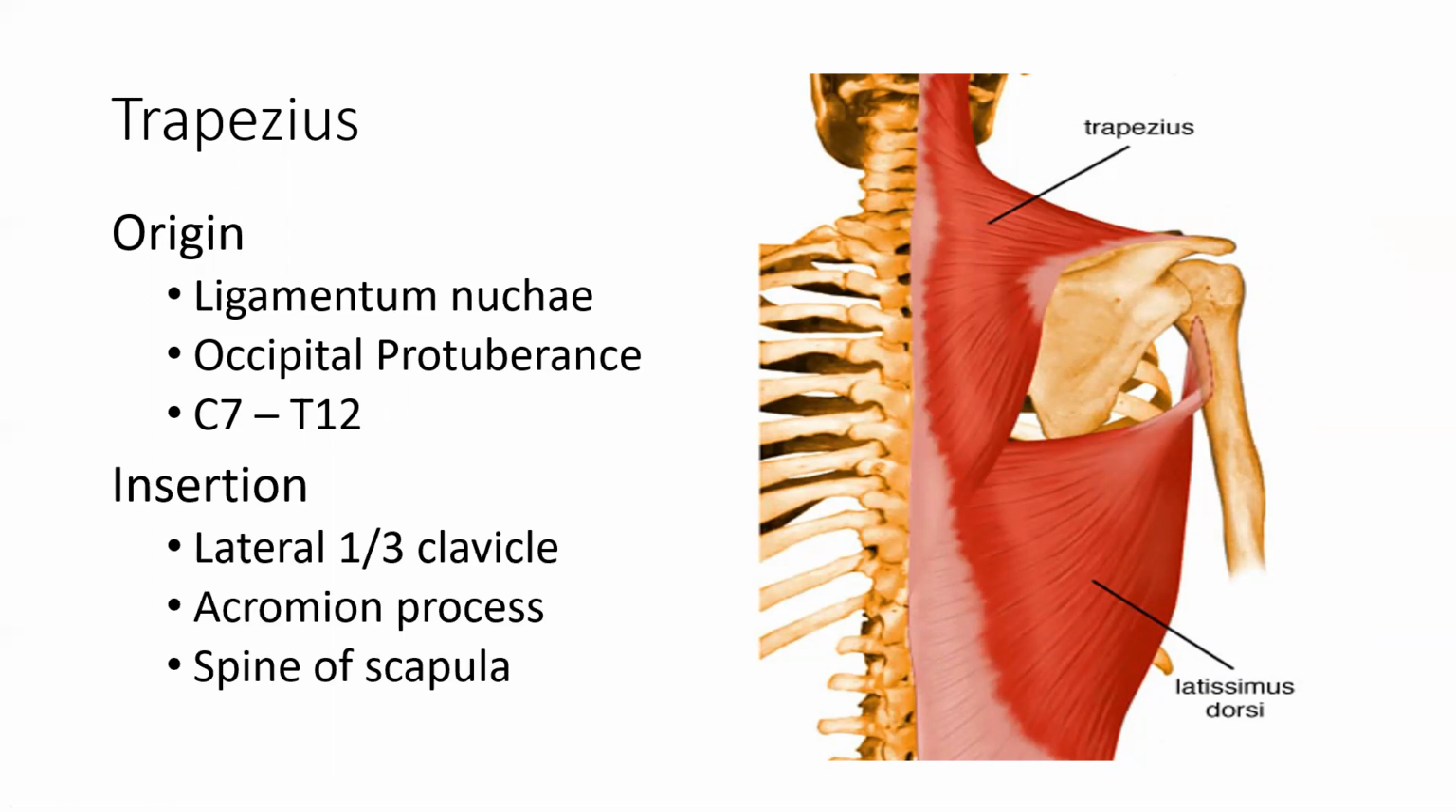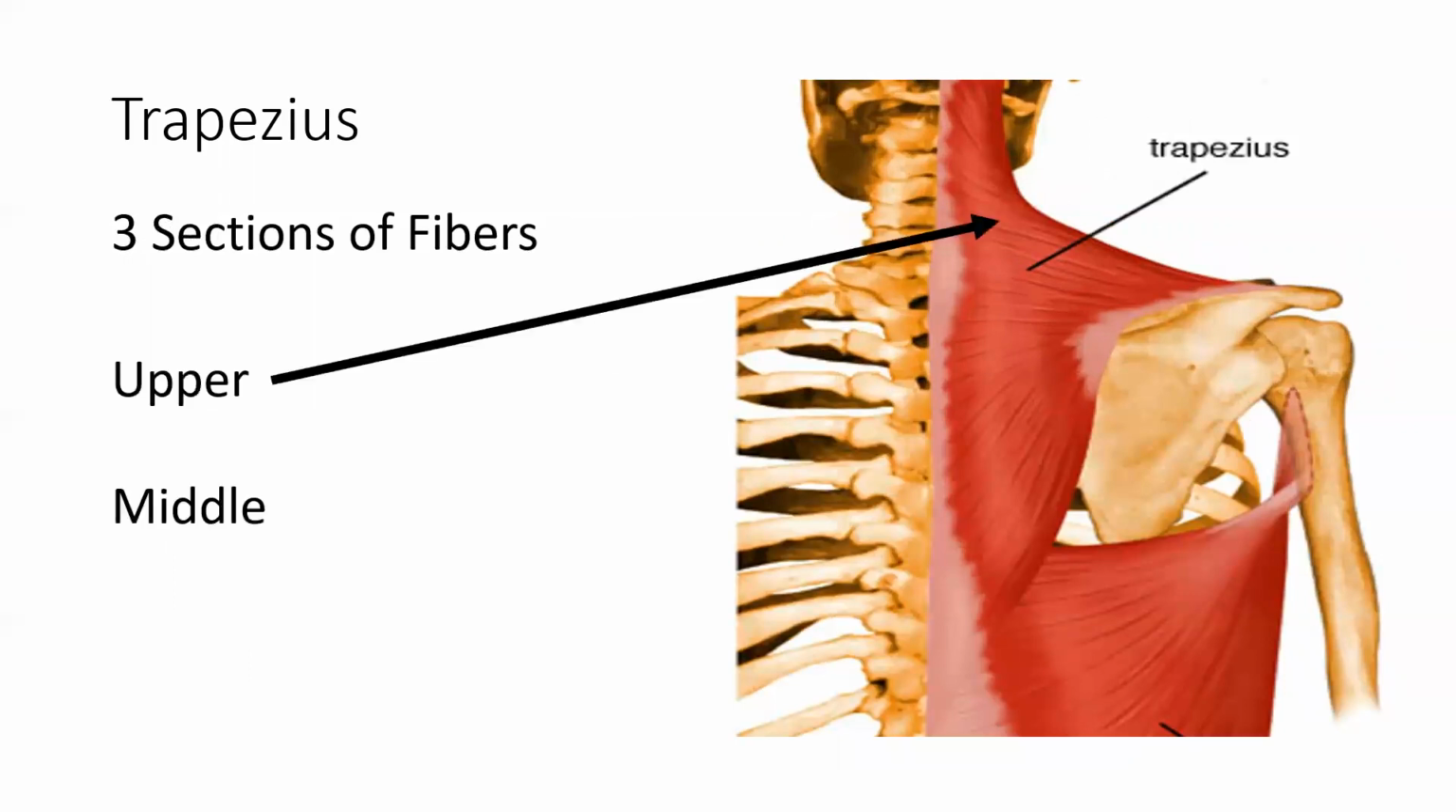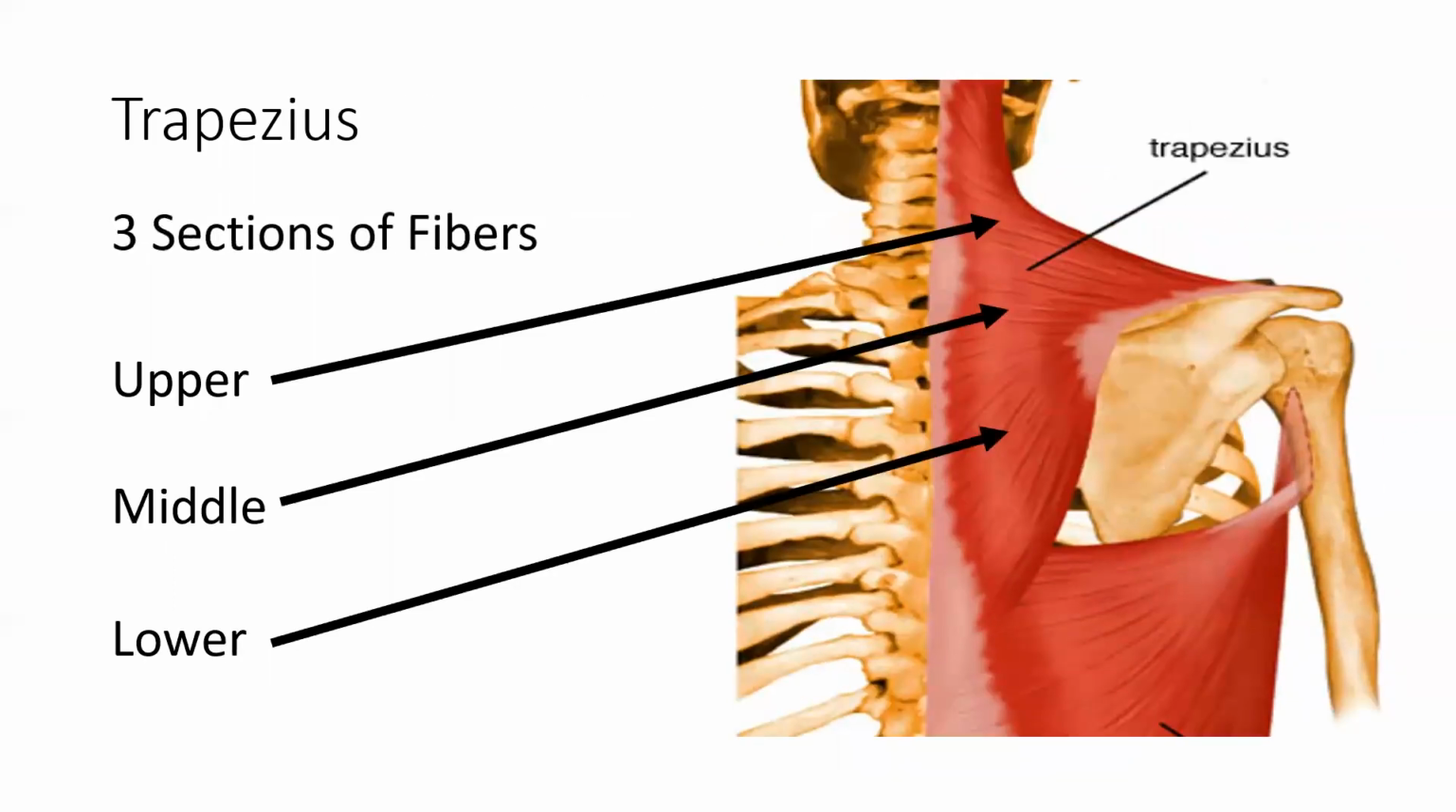The insertion point for the upper trapezius is the lateral third of the clavicle. For the middle trapezius it is the acromion process, and then the spine of the scapula for the lower trapezius. So we have these specific insertion points that dictate the line of pull of that muscle to allow for different movements. I'll specify here where these fibers are: the upper, the middle, and the lower fibers. Upper fibers are most superior, middle fibers are slightly inferior, the lower fibers are the most inferior fibers on the trapezius.